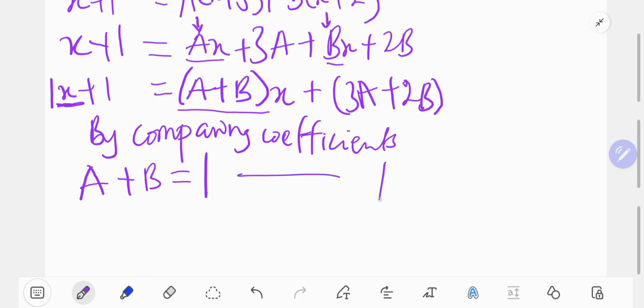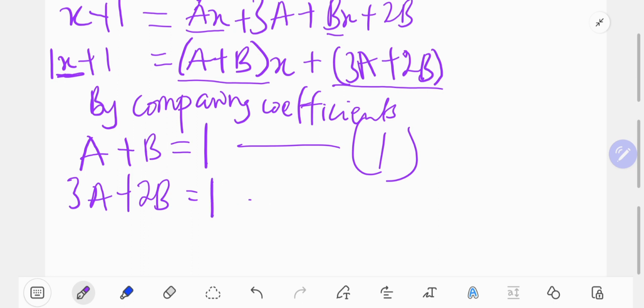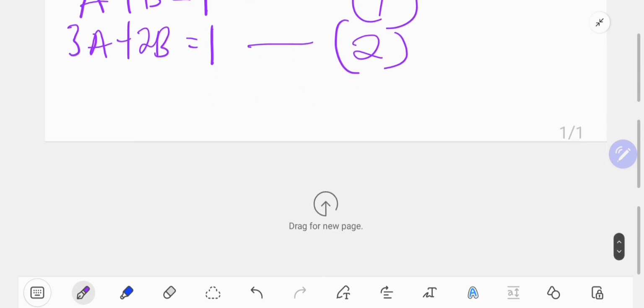So let's call this equation 1, and then we compare the constants as well. The constants at the right hand side is 3a plus 2b, which should be equal to the constants at the left hand side, which is also 1 in this instance. So this is equation 2. Right, so at this point, what we have to do, we have to solve these two equations simultaneously for the values of a and b.